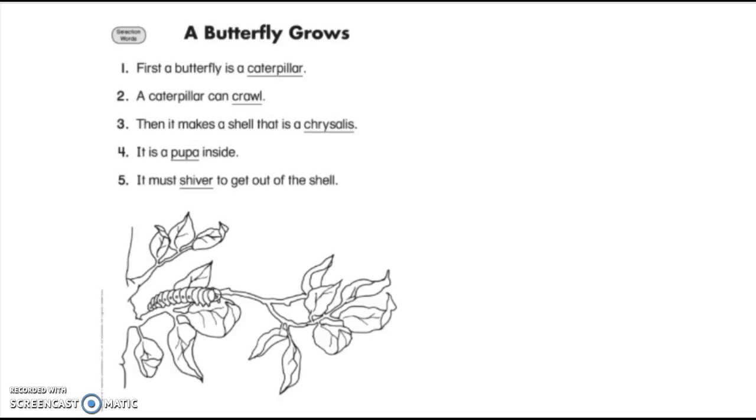So here are the selection words of our new piece that we're going to be reading. And so first I see caterpillar, crawl, chrysalis, pupa, and shiver. And so as you're doing it, there's a couple things that you are going to do as you go through. So like you're going to color the caterpillar green. So follow those instructions. Again, pause as you work so that you're making sure you get everything done.